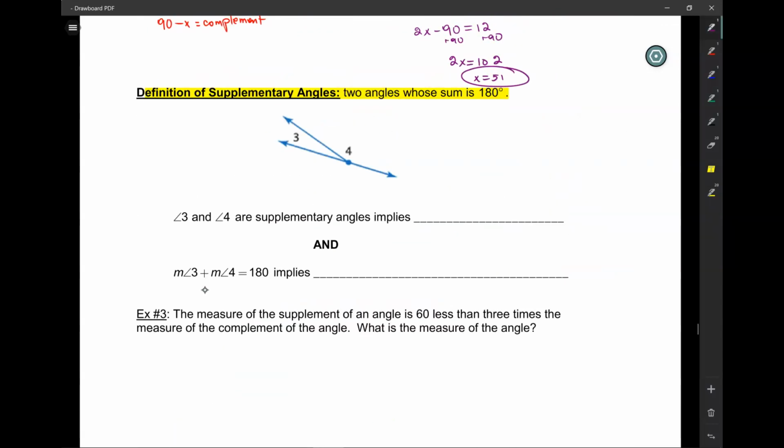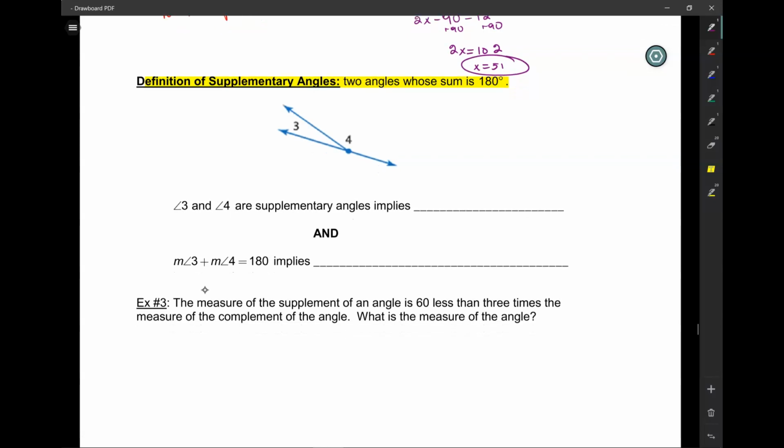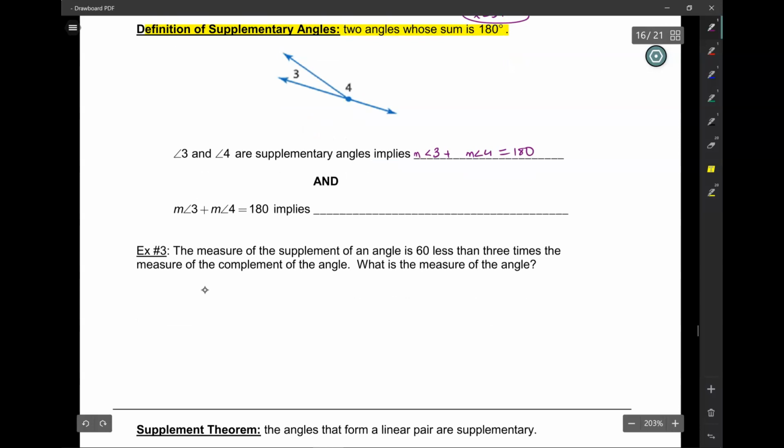So if angle 3 and angle 4 are supplementary angles, it means the measure of angle 3 plus the measure of angle 4 is 180. And what does the opposite mean? Yes. Angle 3 and angle 4 are supplementary. Okay.